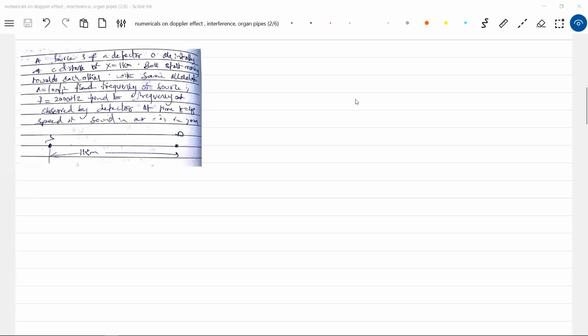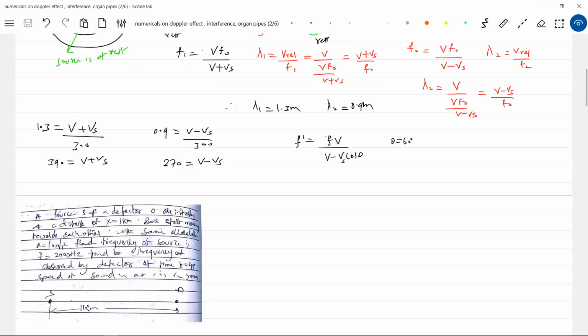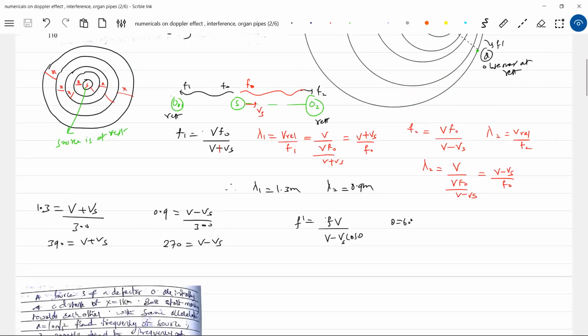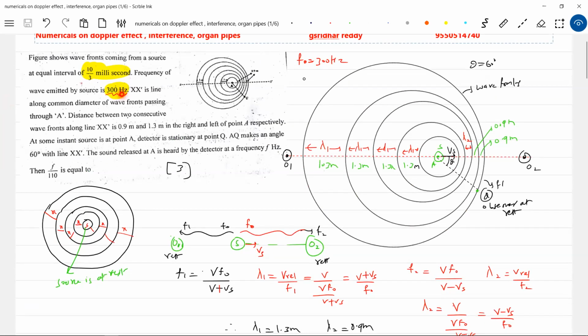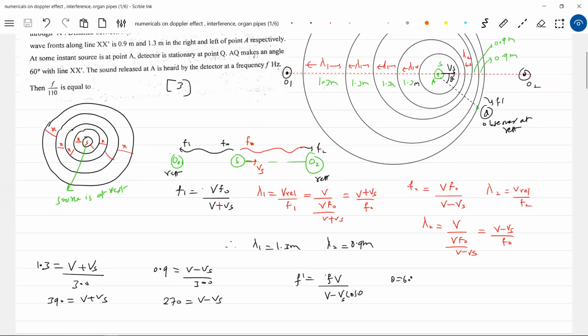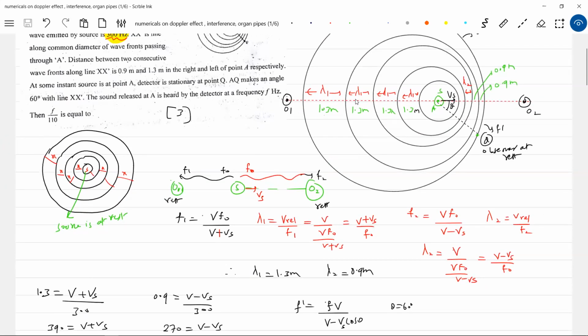What is F equal to F naught? I don't know, what is the meaning of this? This is F naught, the 300 Hz, the frequency heard by the detector. What will the detector hear as a frequency? Okay, the symbols, I'll change it. F naught.